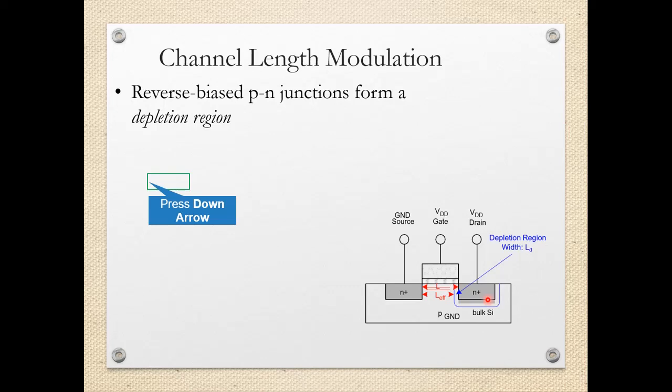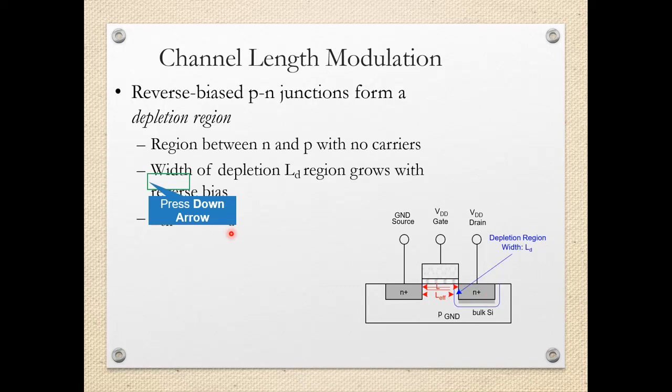So you can see there is a formation of a depletion region around this N plus region, which is shown with this blue color. So a reverse bias PN junction forms a depletion region, and the region between N and P is with no carriers. Width of depletion LD grows with the reverse bias and the effective length of the channel is equal to L minus LD. So with reverse bias, this LD is increasing and this effective channel length is reducing. So L effective is equal to L minus LD.